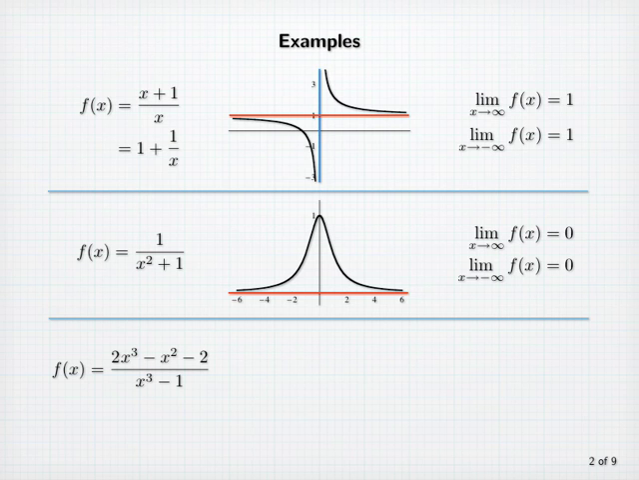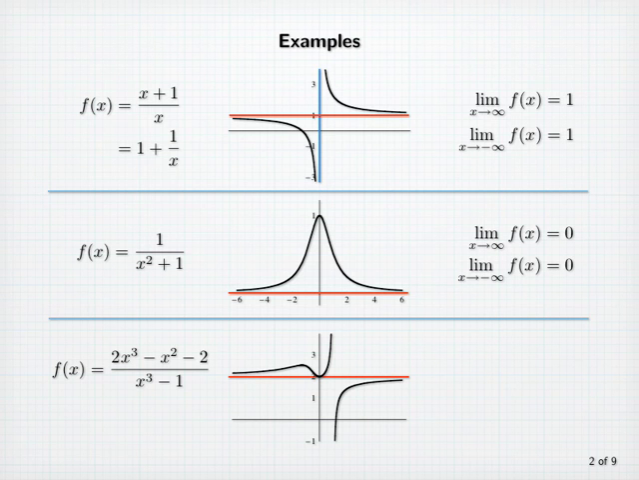Here's a bit more complicated rational function. F of x equals 2x cubed minus x squared minus 2 divided by x cubed minus 1. Here's the graph of that function. And here, the line y equals 2 is both a rightward and a leftward horizontal asymptote. So the limit as x goes to infinity of f of x equals 2, and the limit as x approaches minus infinity of f of x equals 2.